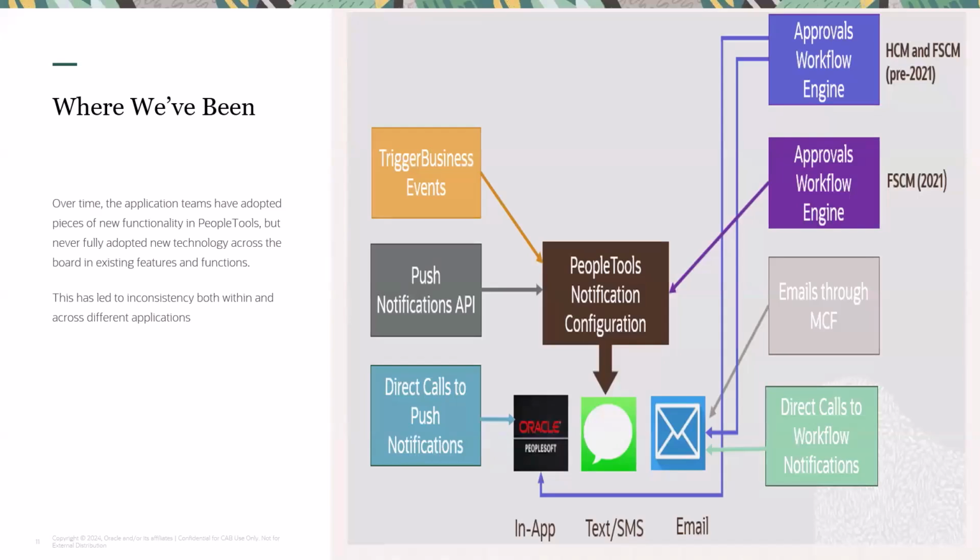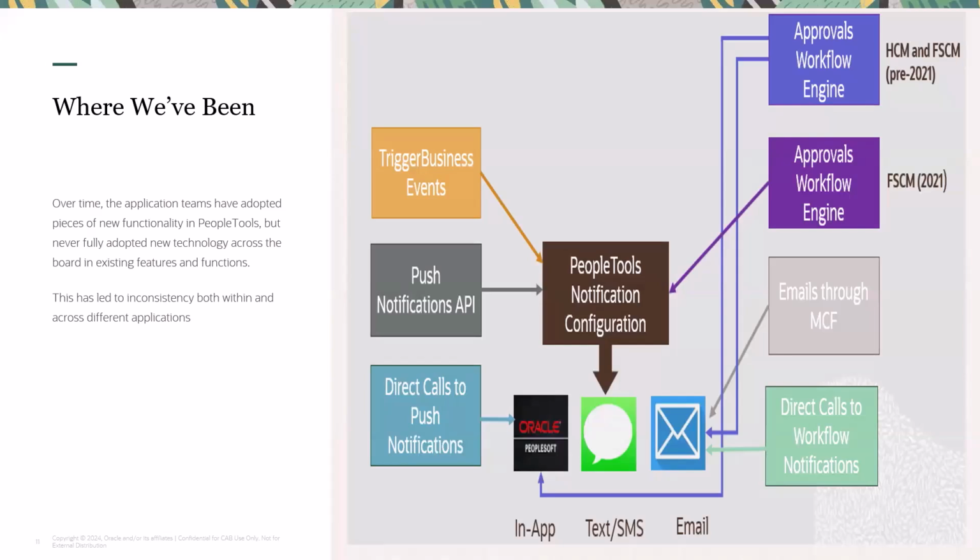If you ask a customer, are you using trigger business events? They'll say, I don't know. Is it using this? Is it using that? Are you using any custom notifications for these things? They don't necessarily know what it is, or what they're actually using from PeopleSoft, unless they have a developer.